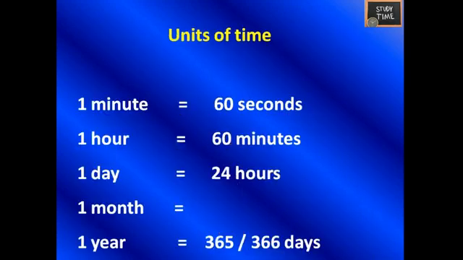What are the units of time? Minute, hour, seconds, day, month, year. 1 minute equal to 60 seconds. 1 hour equal to 60 minutes. 1 day equal to 24 hours. 1 month equal to 30 or 31 days. In February it can be 28 or 29 days. 1 year can be 365 or 366 days.